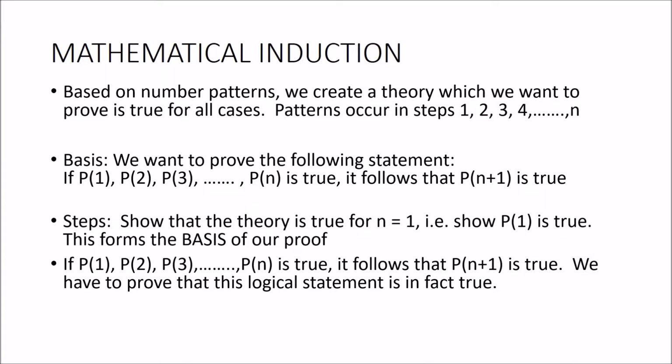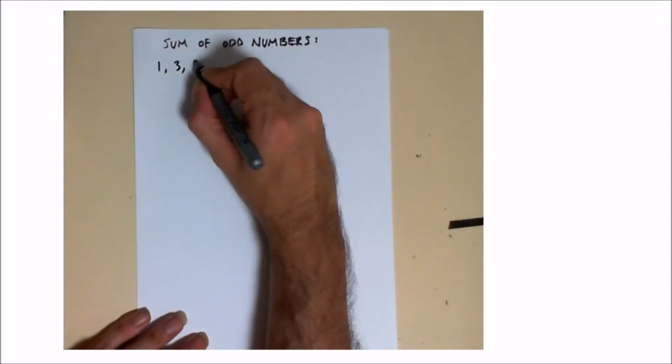Now, if it's true for the first n, it follows that n plus 1 is true. And so we have to prove that the logical statement is in fact true. Okay, so that's the step. Looking at 1, and then looking at n, and then looking at n plus 1. Now the best way to do this is by way of an example.